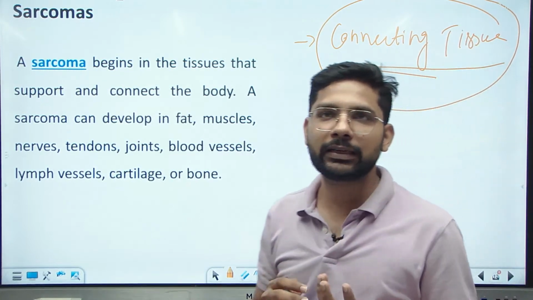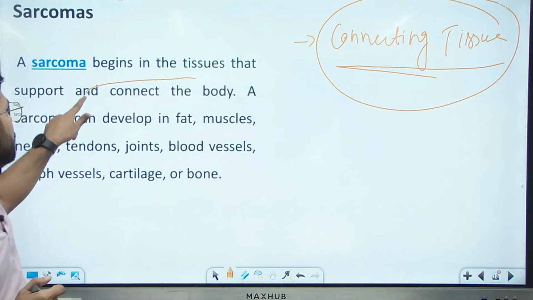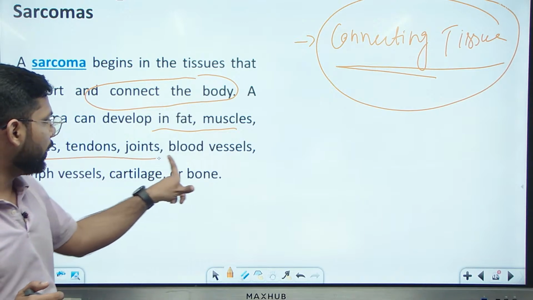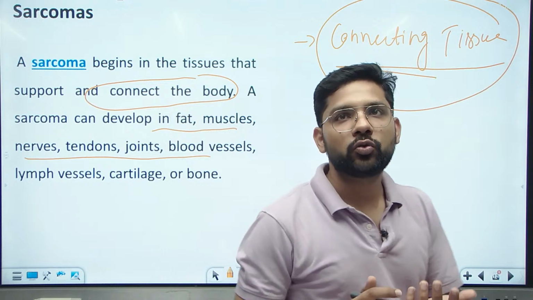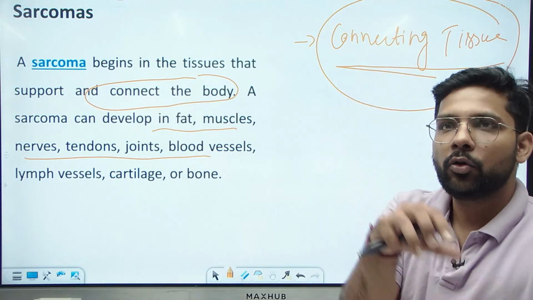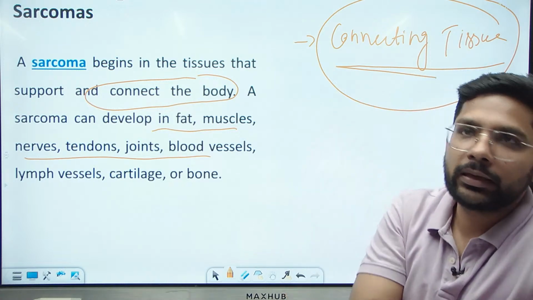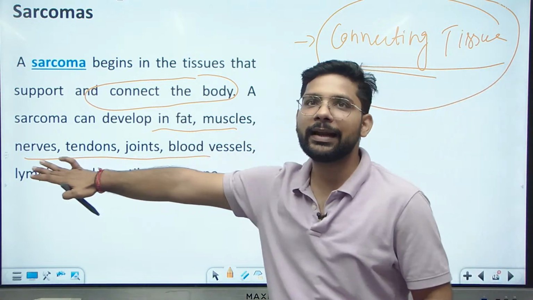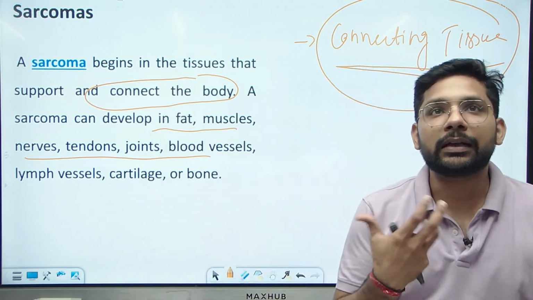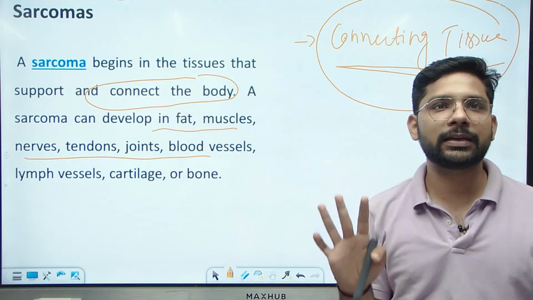In scientific terms, sarcomas affect the connecting tissue of the body that connects the multiple organs, developing in the fat, muscles, nerves, joints and blood vessels. So how is it different from carcinomas? Carcinomas particularly affect the organs of the body, organs like the prostate gland, lung, liver, that's affecting particular organs. But here it is affecting the connecting tissue, nerve tissue, blood vessels, joints, tendons. This is known as sarcomas. This is the second kind of cancer. I hope this is clear till now.